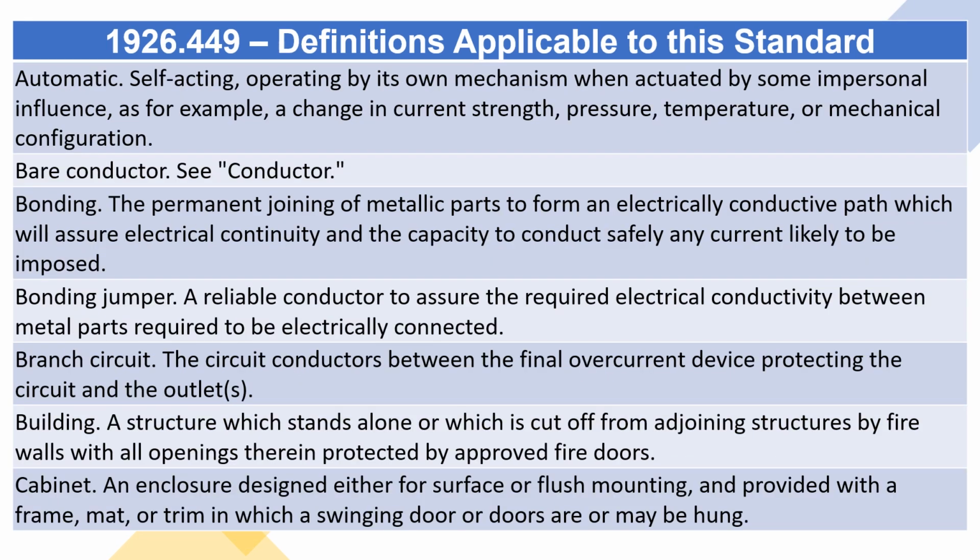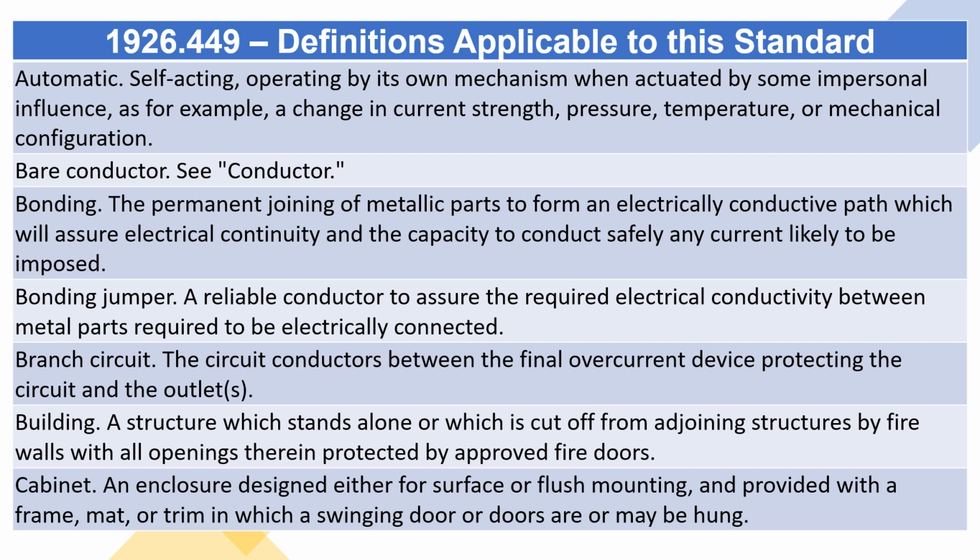Automatic. Self-acting, operating by its own mechanism when actuated by some impersonal influence, as for example, a change in current strength, pressure, temperature, or mechanical configuration. Bare conductor. See conductor. Bonding. The permanent joining of metallic parts to form an electrically conductive path which will assure electrical continuity and the capacity to conduct safely any current likely to be imposed. Bonding jumper. A reliable conductor to assure the required electrical conductivity between metal parts required to be electrically connected. Branch circuit. The circuit conductors between the final overcurrent device protecting the circuit and the outlets.